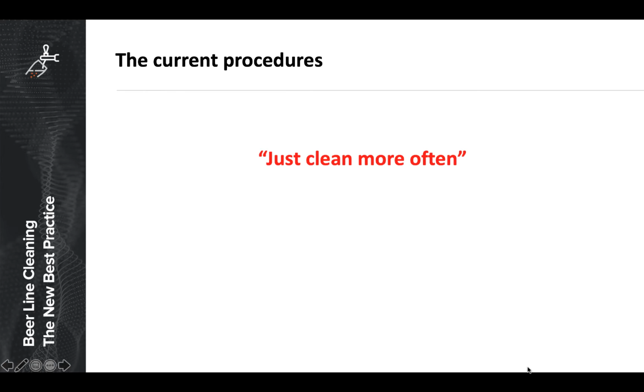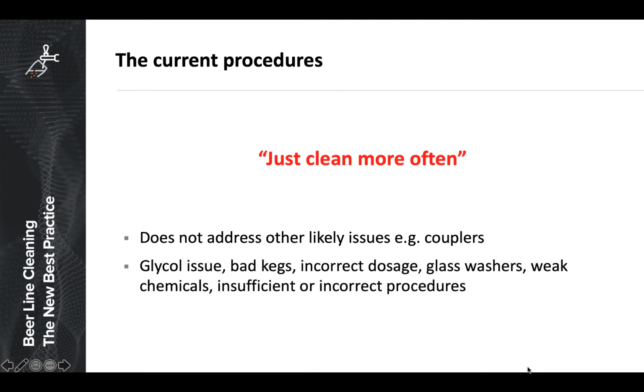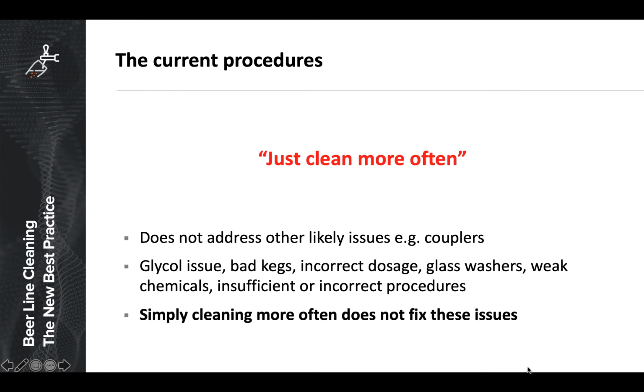Now, there are people out there that will recommend if you're having an issue with your beer system to just clean more often. But there are so many more contributing factors that could be causing your issue that won't be addressed by line cleaning. It does not address other likely issues, such as build-up within your couplers and your tap heads. It also doesn't address system issues, such as glycol problems, bad kegs, incorrect dosage, glass washer issues, weak chemicals, or insufficient or incorrect procedures. Simply cleaning more often does not fix these issues.